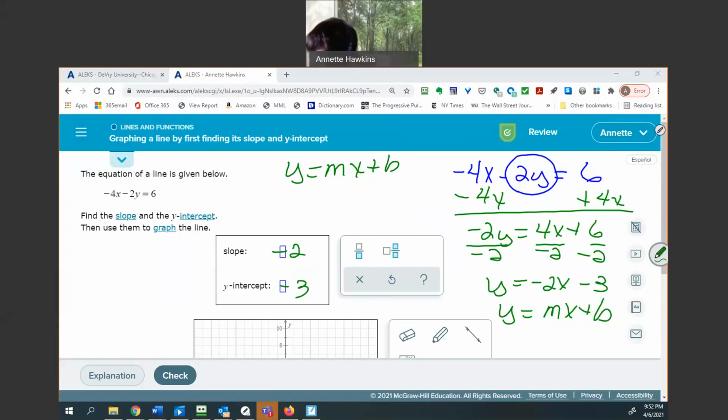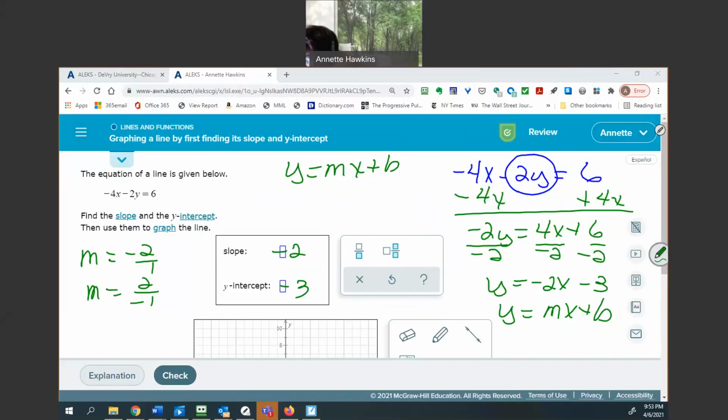Now, what are we going to do with this? We got to graph this line. So we need to change this slope, negative 2 over 1. Remember, we want to write the slope two ways, a negative over positive and a positive over negative. Now, why do you want to do that? So that you can get a balanced line.